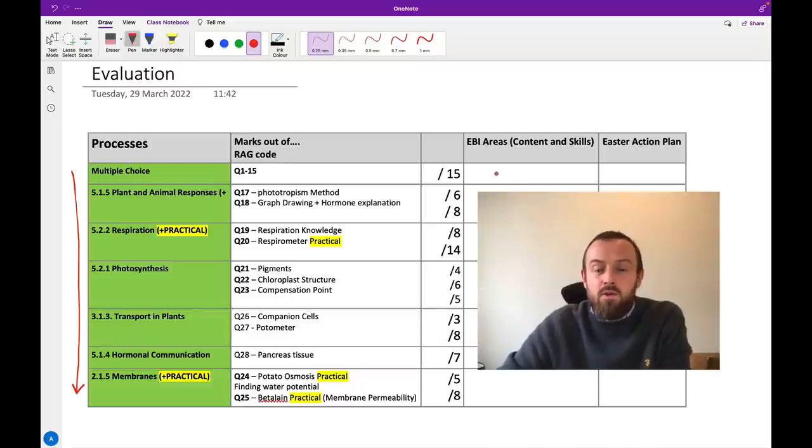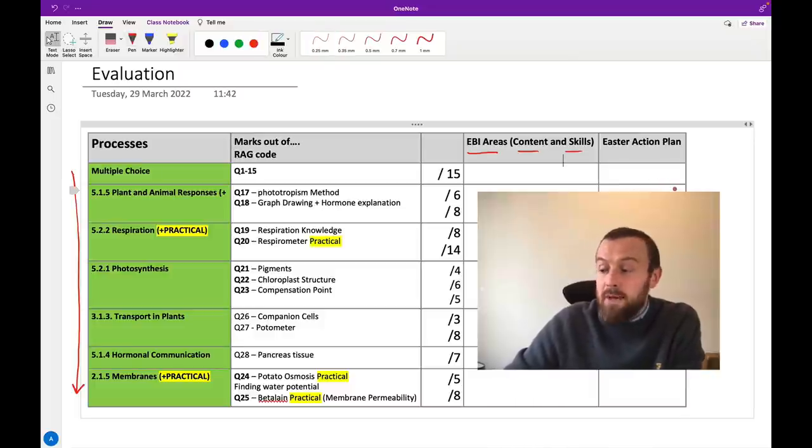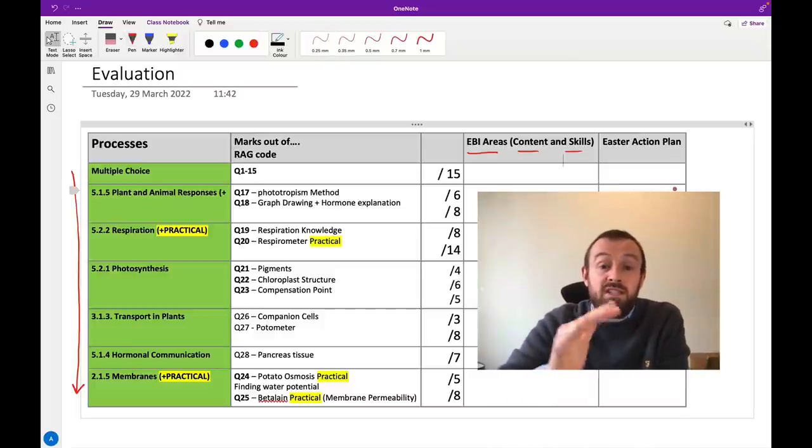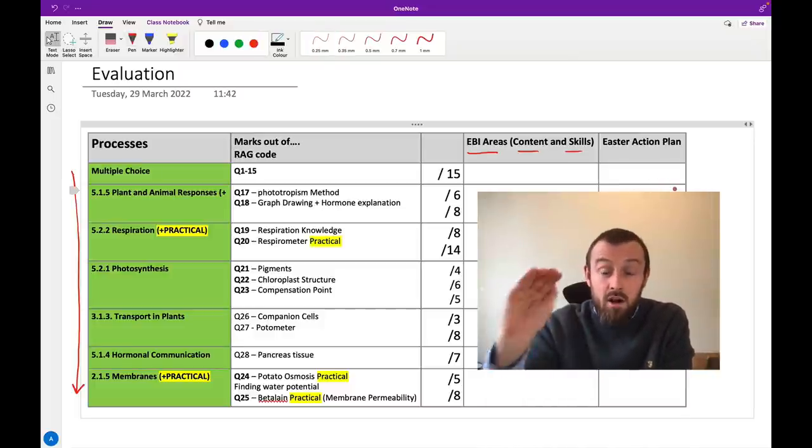You should write down your EBI areas, whether it's content or skills, for each of these boxes. And then come up with an Easter action plan for what you need to do to address these areas, because remember, these areas are coming up in 2022.